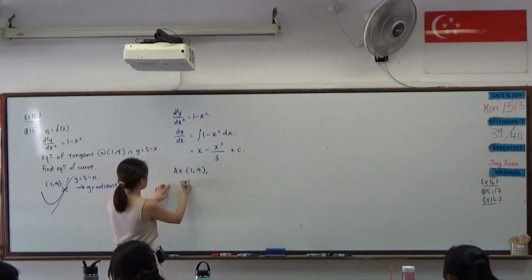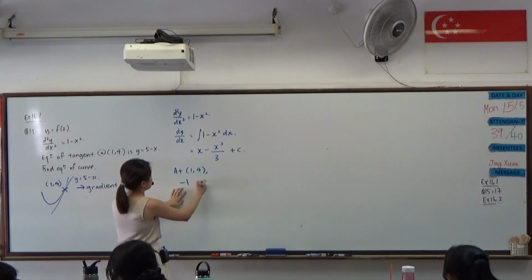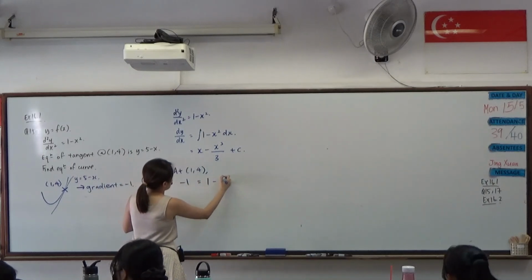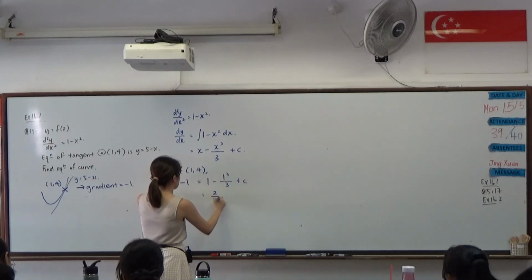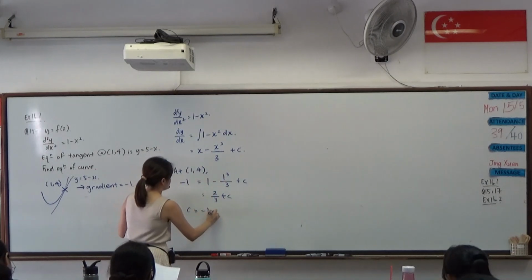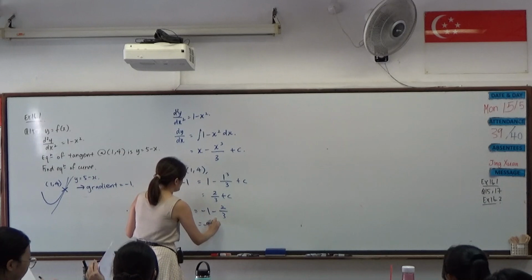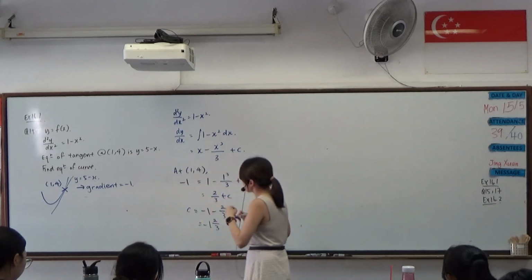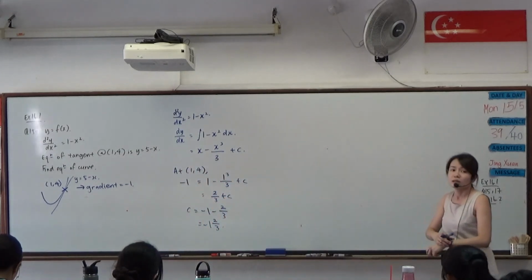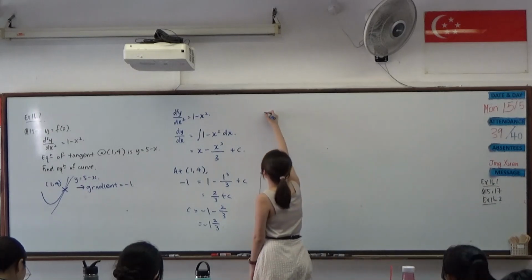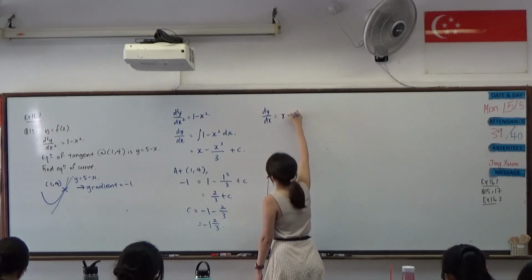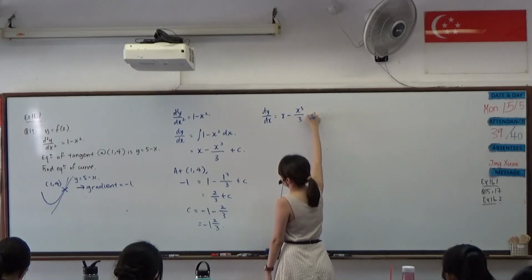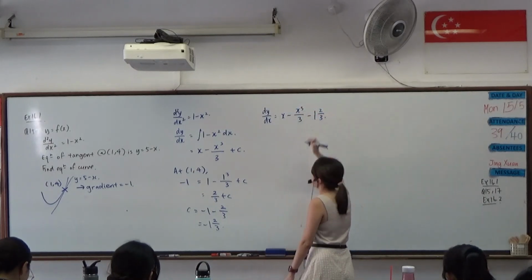which says that the gradient dy over dx equals negative 1 when x equals 1. So this is 2/3 plus c, and c equals negative 1 and 2/3. Therefore, at this stage, we see that dy over dx is x minus x cubed over 3 minus 1 and 2 over 3.